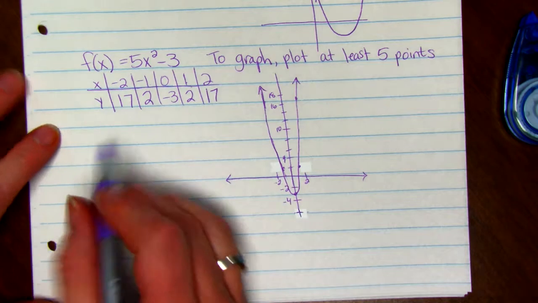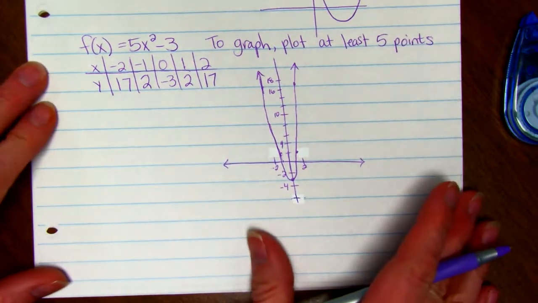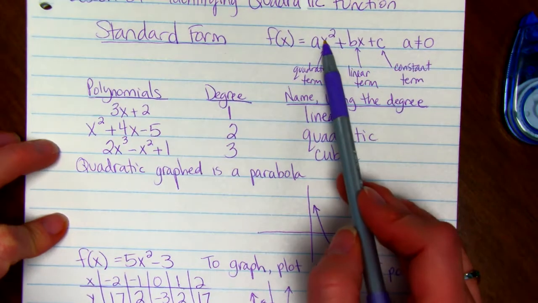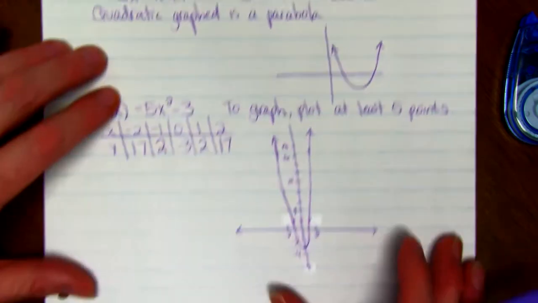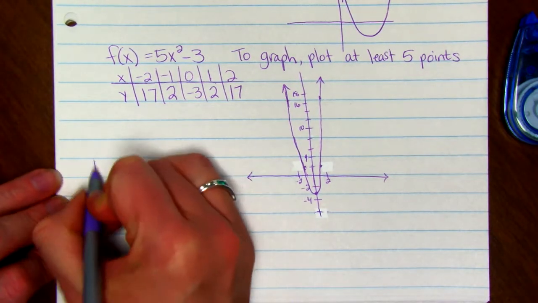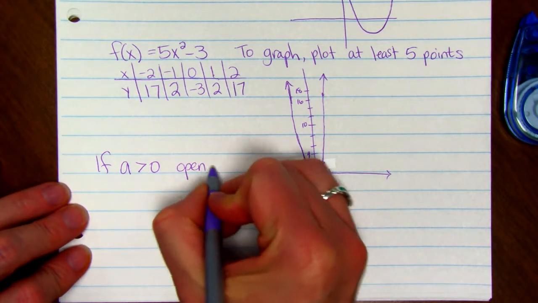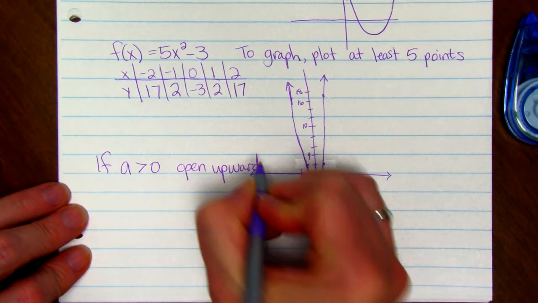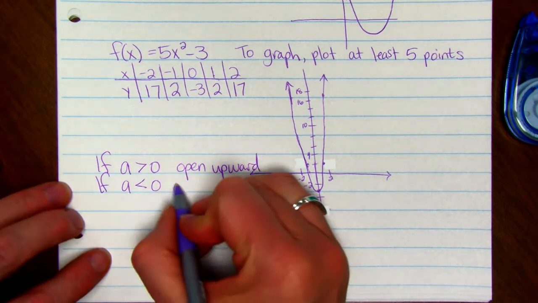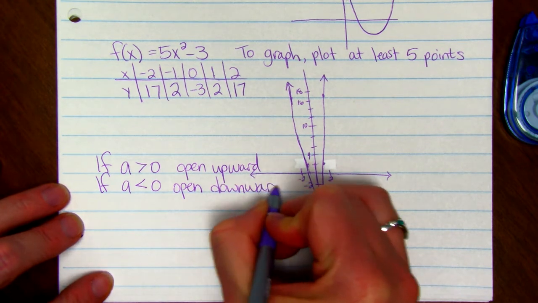So in our standard form, let's go back up to it. We had a times x squared. If you look at that a, if a is greater than 0, so if a is positive, then it will open upward. If a is a negative number, so it's less than 0, it's going to open downward. And that's the end of our lesson.